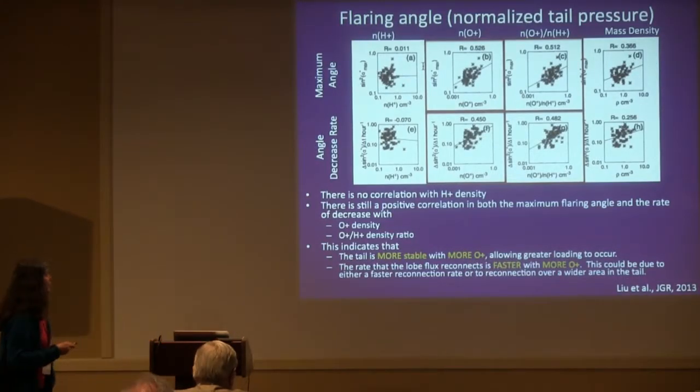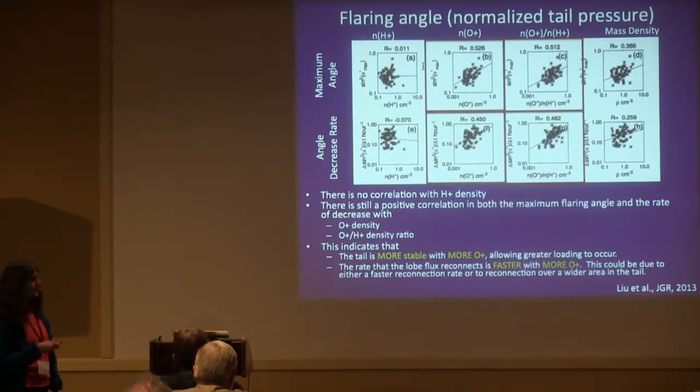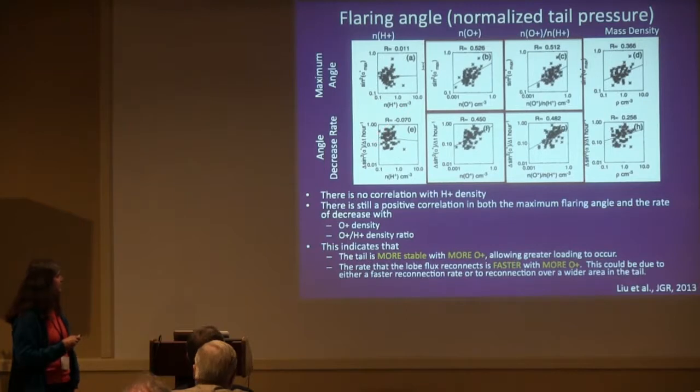And so the results are shown here. This is showing the maximum normalized flaring angle, the maximum angle that we reach, and then the angle decrease rate as a function of proton density, a function of oxygen density, oxygen to proton ratio, and mass density. And what you see, first of all, is that there's no correlation with proton density, and that's good because that means we've taken out the dependence just on solar wind pressure.